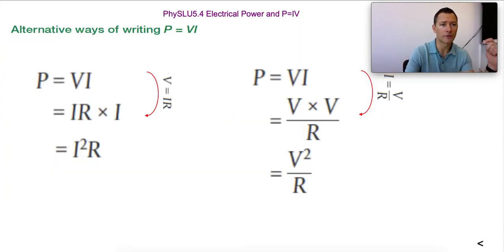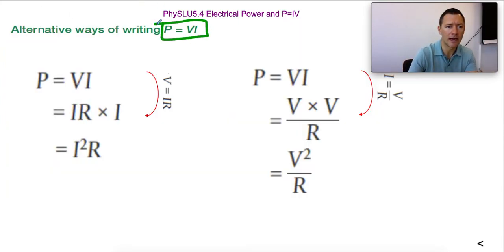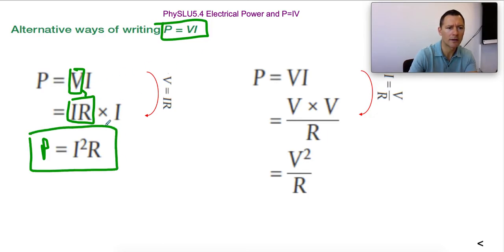Okay, there are other ways to write this: P equals VI or IV. I like P equals IV, PIV. And instead of using V, we use V equals IR in place of this. Insert that in there, and then you get P equals I squared R. So that's one other way to write this.